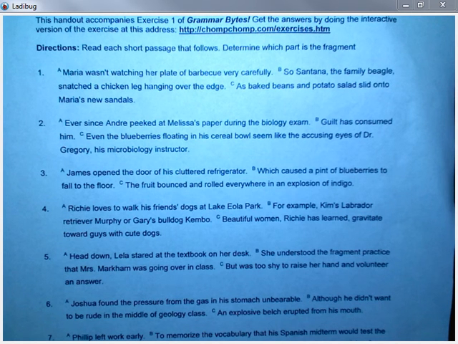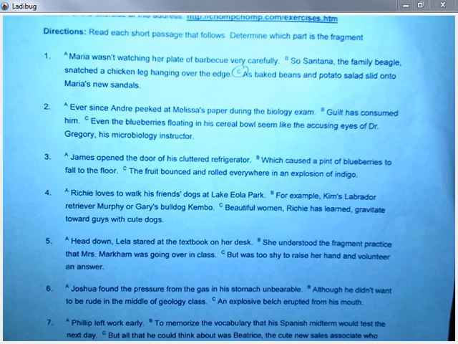As baked beans and potato salad slid into Maria's new sandals. What is the action of this part? Slid, good. And we know that the subject, baked beans and potato salad, are the two things sliding. However, is this a complete thought? No, it's not. When we say, as the baked beans and potato salad slid into Maria's new sandals, what's going to happen? We need something else. So we know that C is the non-independent clause.